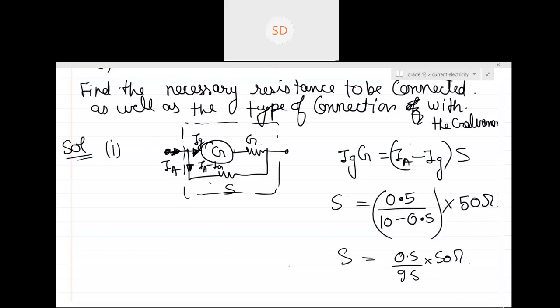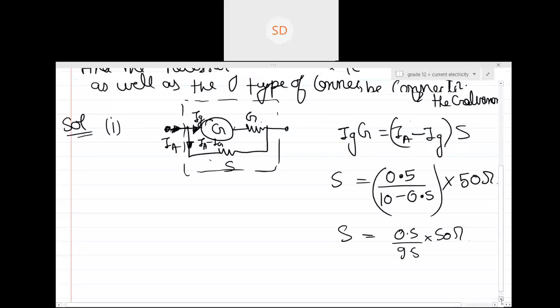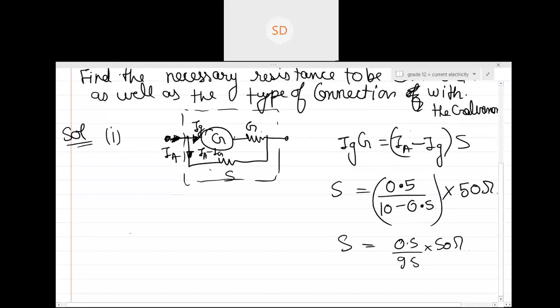I think the second part also I will let you do. So we should write it's connected in parallel, right? We have to write that S should be connected in parallel with the galvanometer. This shunt should be connected in parallel with the galvanometer.